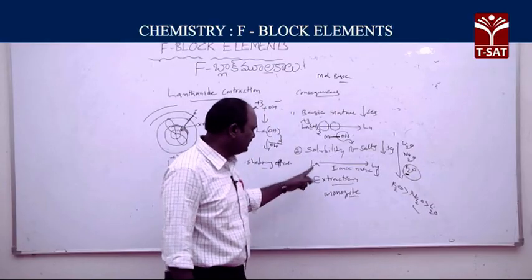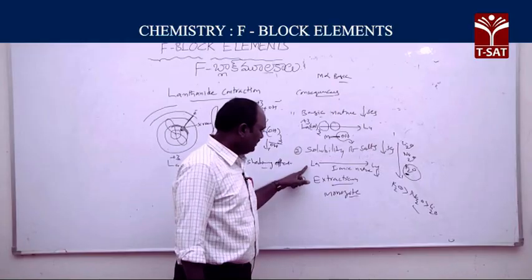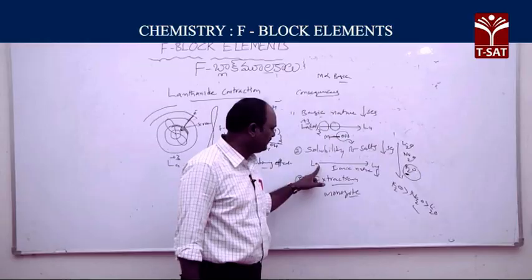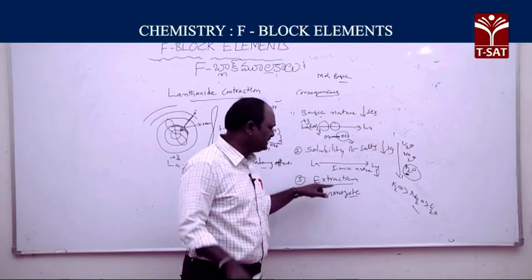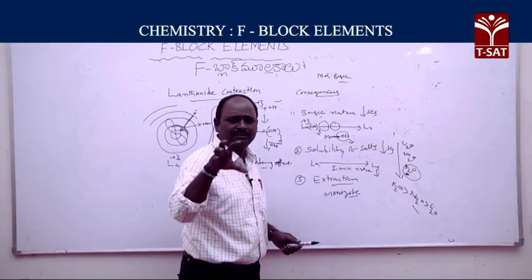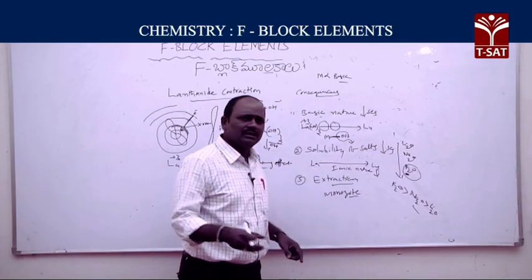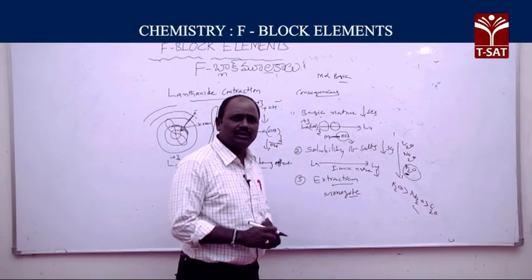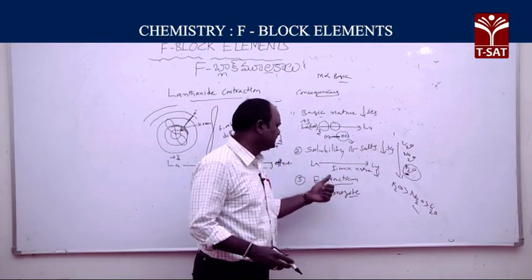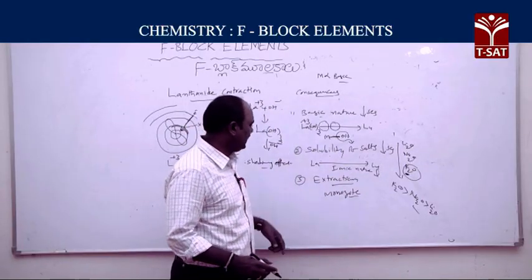The solubility of the salt is decreasing from lanthanum to lutetium because metallic nature is decreasing. When the metallic nature decreases, automatically the formation of the salt is also decreasing. Therefore, when they are dissolving in water, if the metallic nature is more, the formation of the salt is also more and it is soluble easily in water. But as we move from left to right, the solubility of the salt decreases. This is also due to the lanthanide contraction.